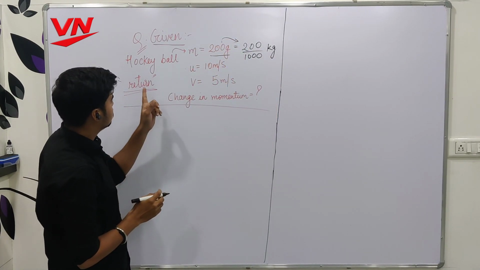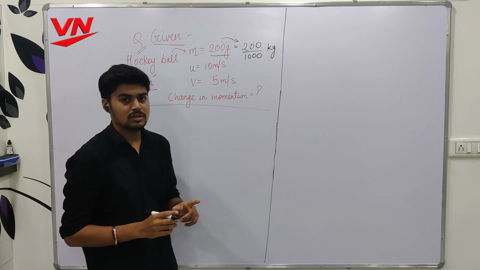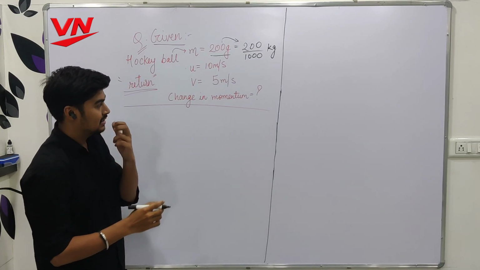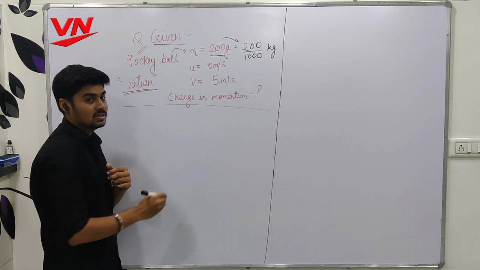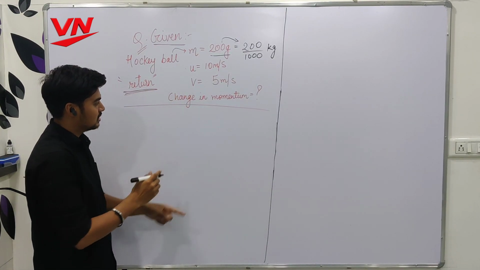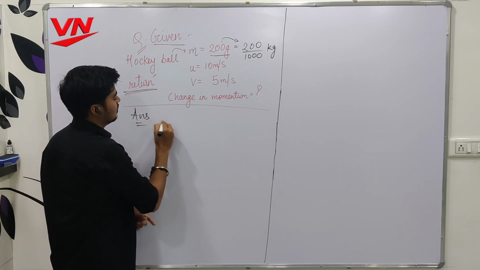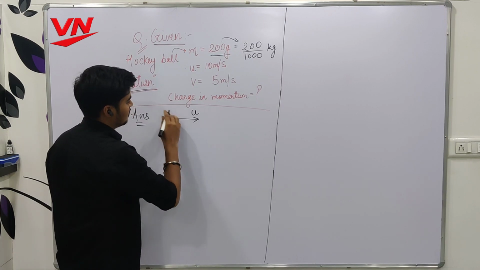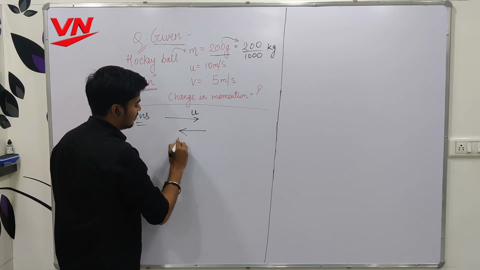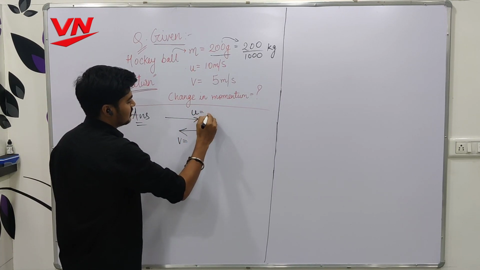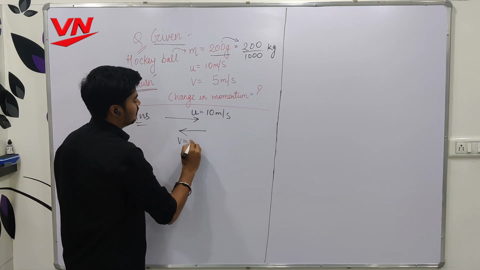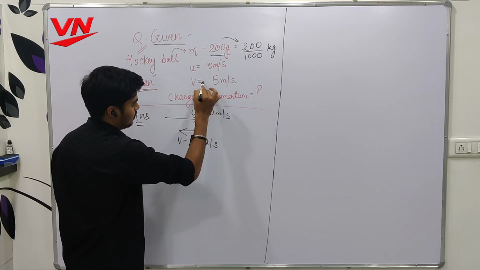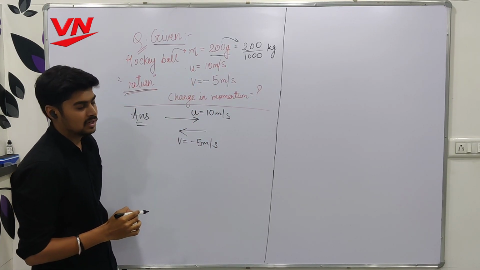Now as you can see, the hockey ball was moving in a particular direction with 10 meter per second velocity, and then as you can see, it returns. A word return means the direction changes. If initially it was in this particular direction, then when it returns, it will have this direction. If I take this positive, I have to take the final velocity as negative. That is the most important part.